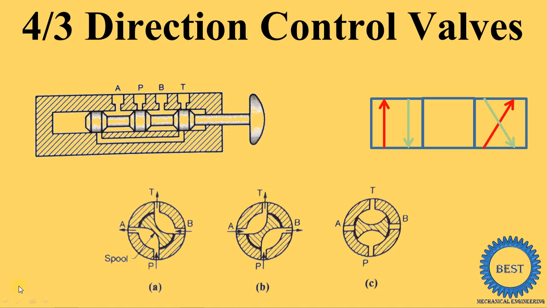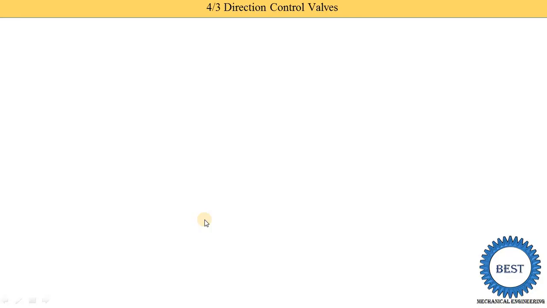In this video, I explain the symbol of 4x3 DCV. DCV means direction control valves, and I explain the two types of 4x3 DCV. The first type is the sliding spool type that you see in this image, and the second one is the rotary spool type.